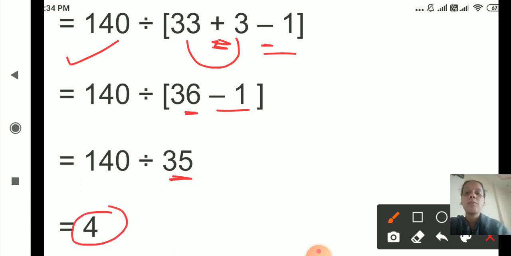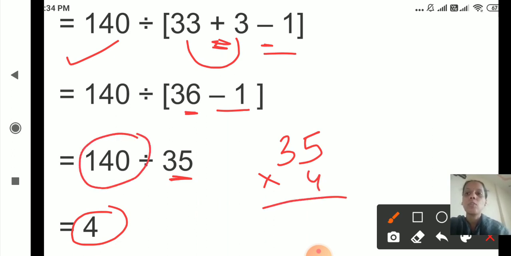140 divided by 35 is 4. Okay, you will do the division in your notebook. 140 divided by 35, the answer is 4. Okay, if you want to check the answer you can do it here. 35 multiply by 4 we will do, to see whether we are getting 140 or not. We'll check once again. So 35 multiply by 4, 5 4s are 20, 0 here, 2 carrying, 4 3s are 12 plus 2 is 14, right?